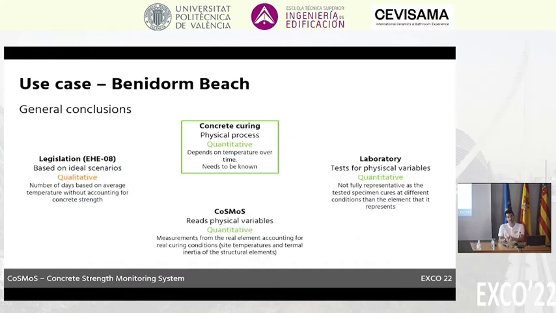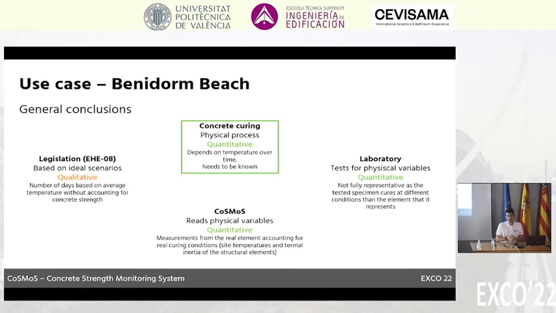That concrete curing is a physical process, okay? It's quantitative because it's a number. We want to assess strength, which they give us in megapascals or whatever. And it depends on temperature over time, not only time. And it needs to be known because in construction, you need to do tasks based on when your concrete has enough strength to sustain those tasks.